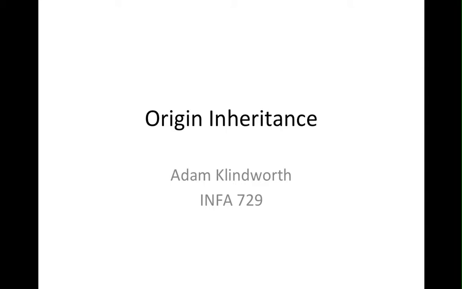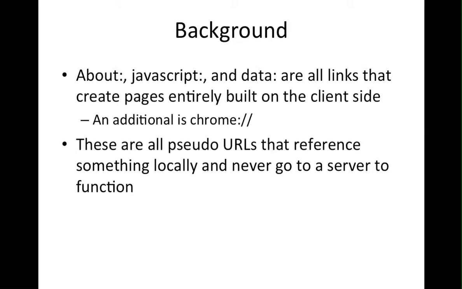So, this chapter is pretty short. Some quick background. It goes over the about links, JavaScript links, and data links. All three of these, well, the about and the data are links that can create separate pages entirely, or can throw stuff in iframes or whatever else you can think of. There's a lot of different combinations.